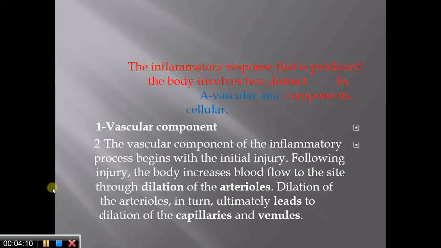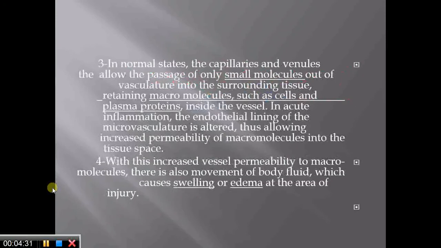Vascular component. The vascular component of the inflammatory process begins with the initial injury. Following injury, the body increases blood flow to the site through dilation of the arterioles. Dilation of the arterioles, in turn, ultimately leads to dilation of the capillaries and venules. In normal states, the capillaries and venules allow the passage of only small molecules out of the vasculature into the surrounding tissue, retaining macromolecules, such as cells and plasma proteins, inside the vessel.